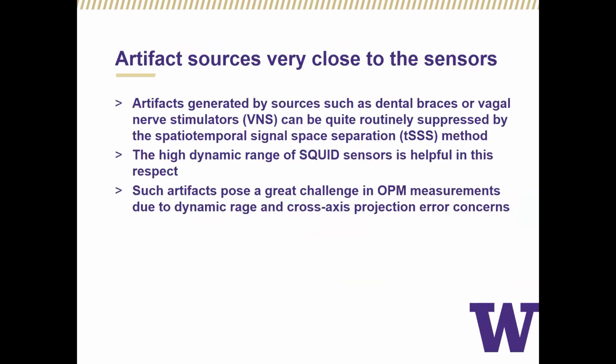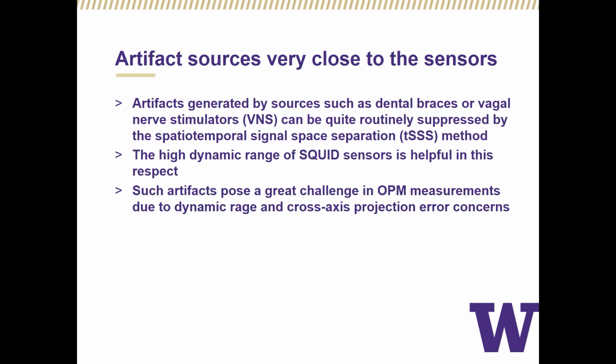Okay, an additional thing about this is that if you have artifact sources that are very close to the head, typically we do this spatiotemporal SSS method called tSSS, where you can efficiently suppress artifacts that are coming from things like vagal nerve stimulators. The high dynamic range of the SQUIDs really helps here because quite typically those artifact sources don't saturate the sensors, and we can efficiently suppress their impact.